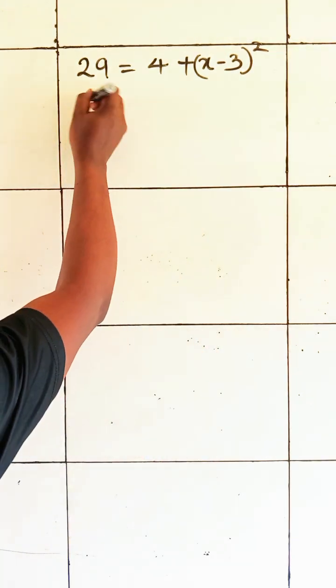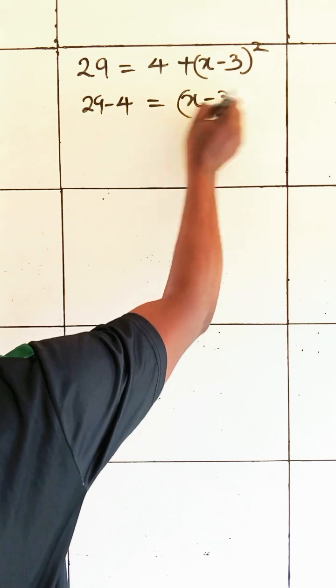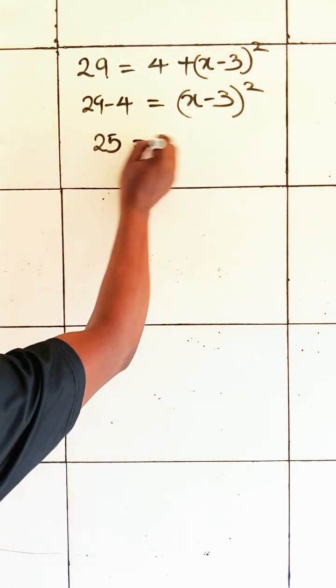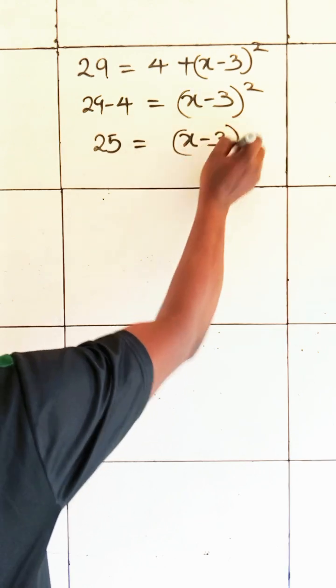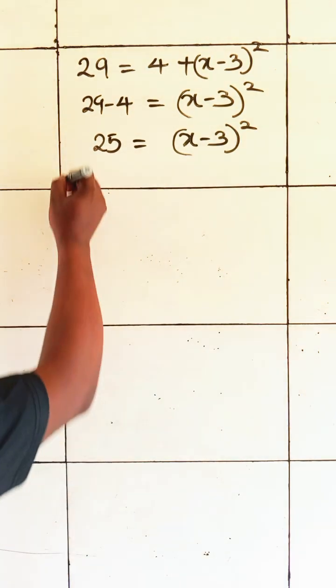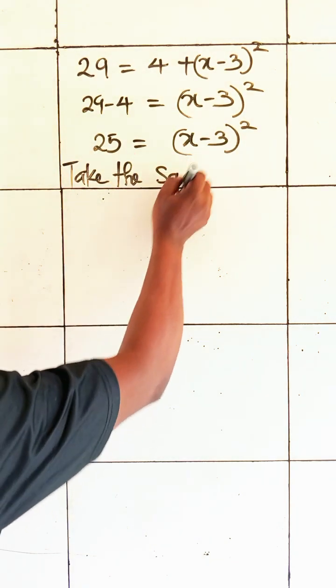So I'll do that by saying 29 minus 4 equals x minus 3 all squared. So 29 minus 4 will give us 25, equals x minus 3 all squared. So from here, we can find the value of x by taking the square root of both sides.